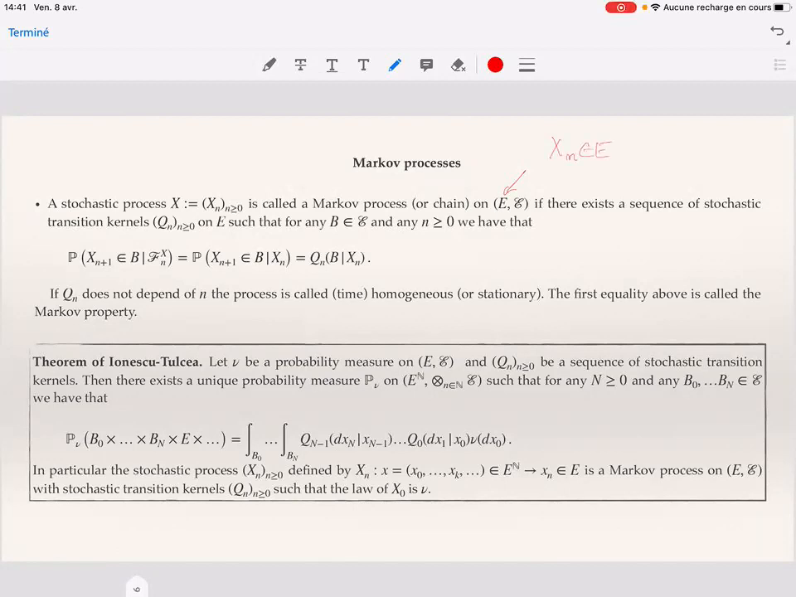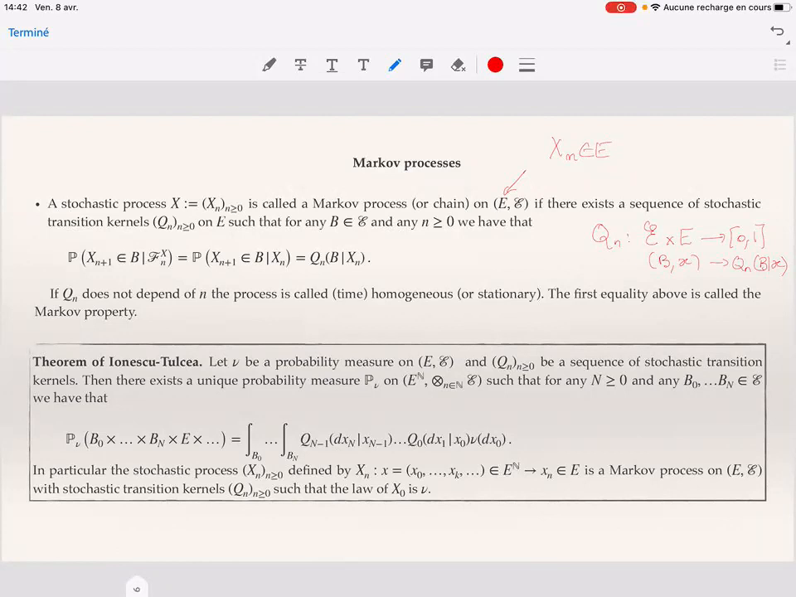If there exists a stochastic transition kernel Qn, which depends on time n, okay. So the transition kernel Qn is the thing that I defined before. Qn will be some application which goes from the sigma field times E to [0,1], and it will associate to B and X some number Qn(B given X). It is the definition that I gave before.